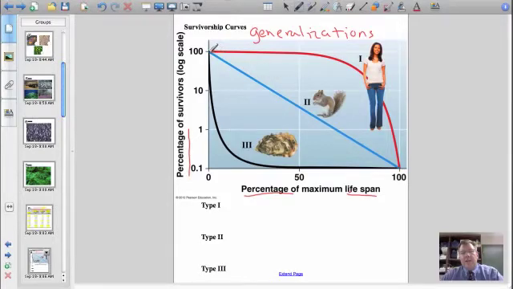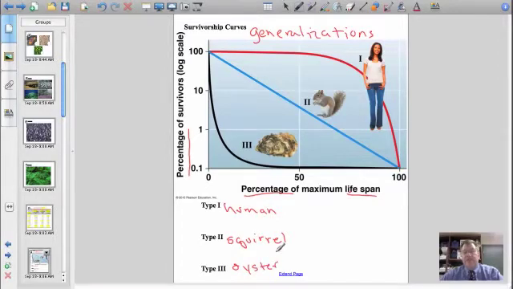If you look at this, we end up with 3 generalized curves. We get a type 1 survivorship, represented by the human. We get a type 2 curve, represented by the squirrel. And we get a type 3 survivorship curve, represented by the oyster, down on the bottom.